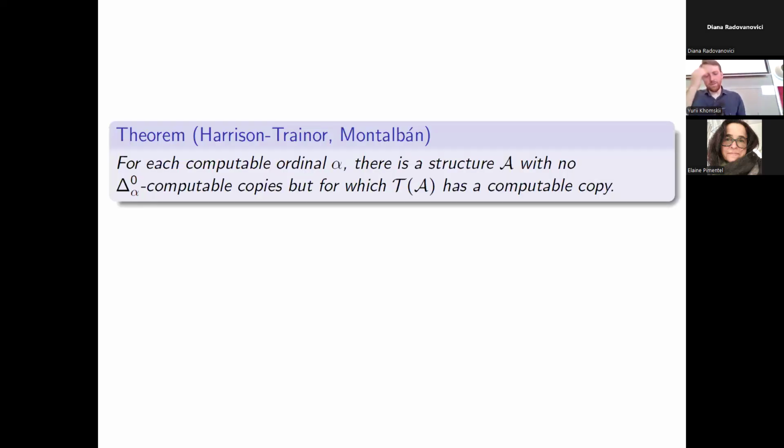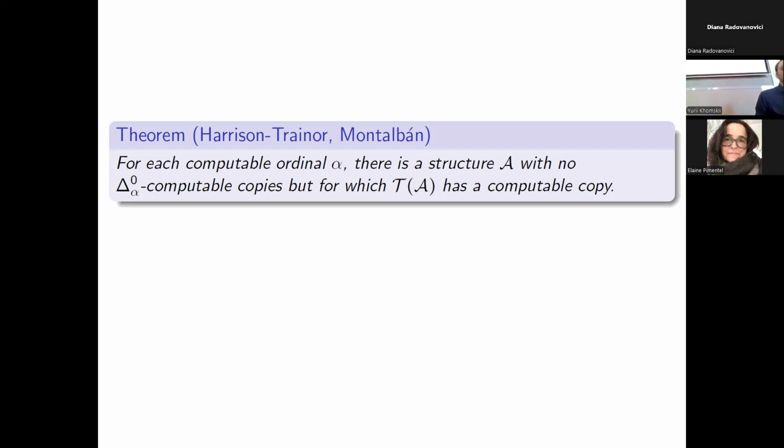So you can prove that for trees something like this doesn't happen. There's a structure A, so that given this reduction you produce the tree from it, where the structure doesn't have a computable copy, but the tree does. So in particular, if the tree is computable, you can't recover a copy of the structure because the structure has no computable copy. And moreover, this is true all the way up through the hyperarithmetic hierarchy.